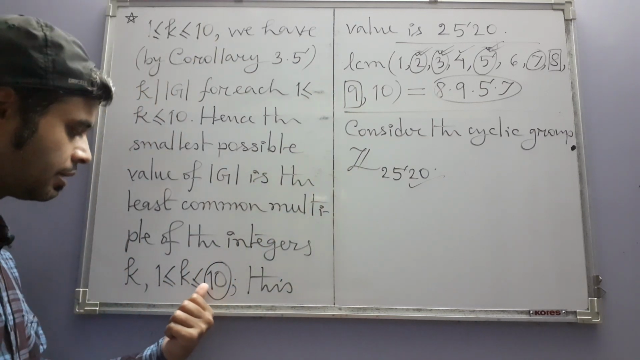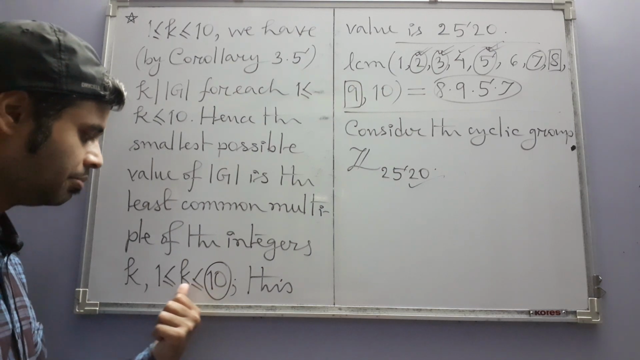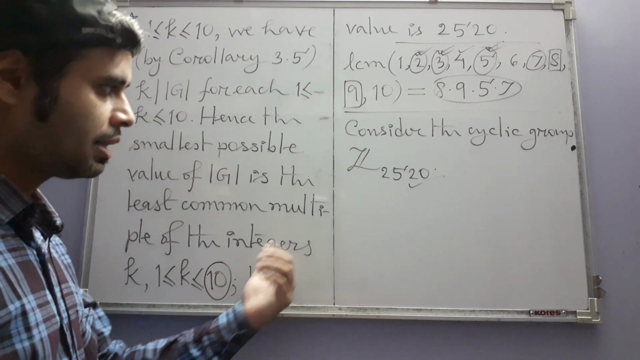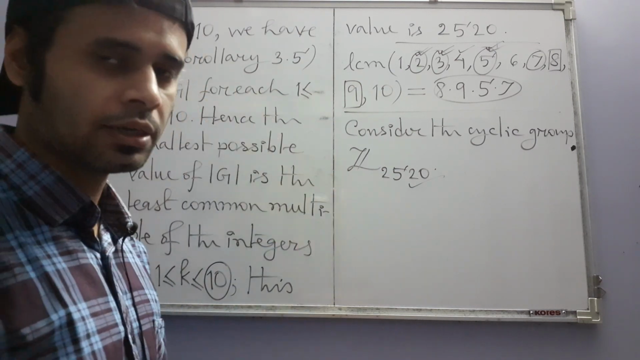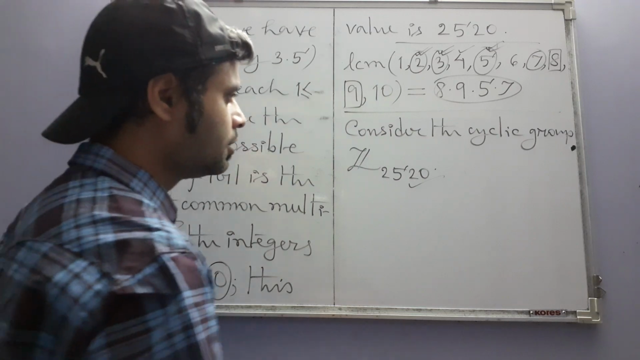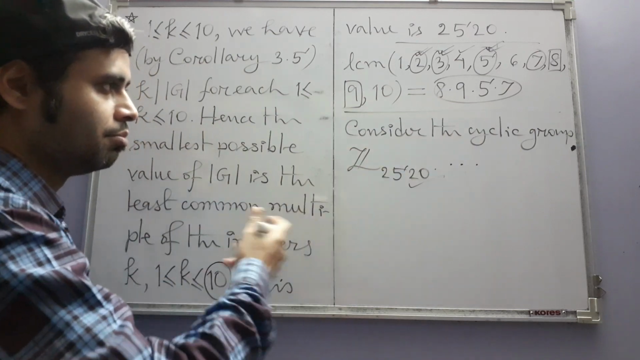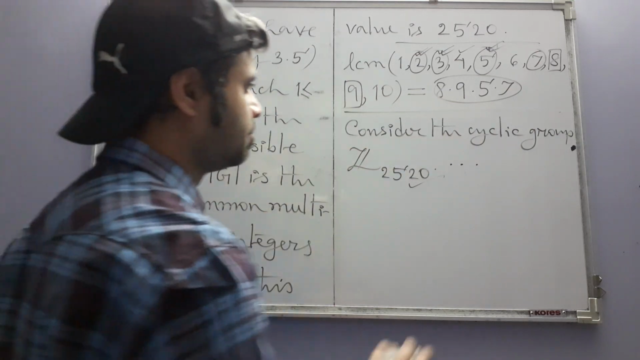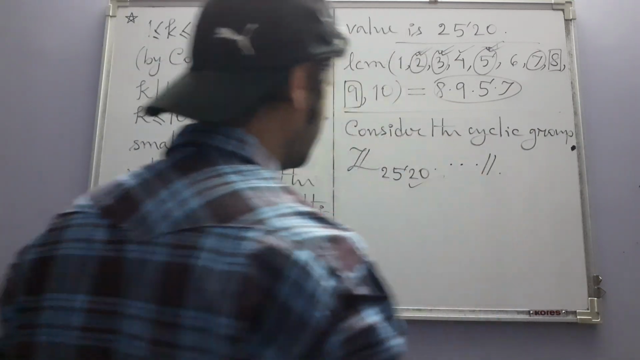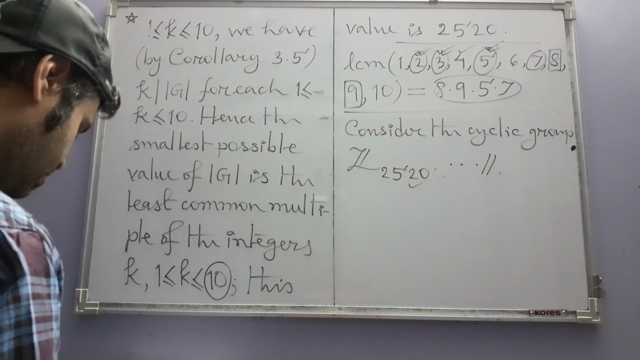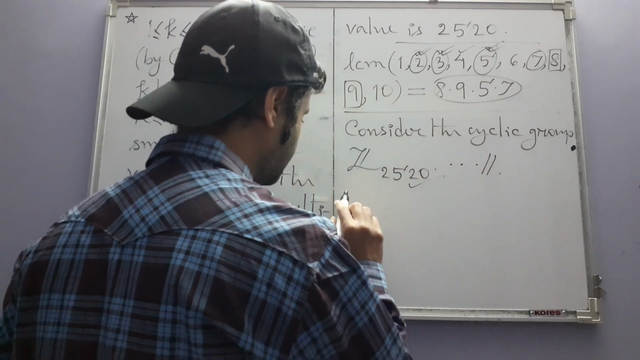Similarly, you will get an element of order k for the remaining k's. And in fact, you will get elements of many other orders. So that part I just leave to you. You just have to mention that. So here the solution ends. And let's solve one more.